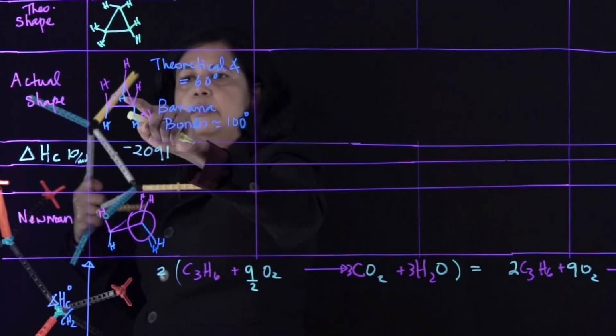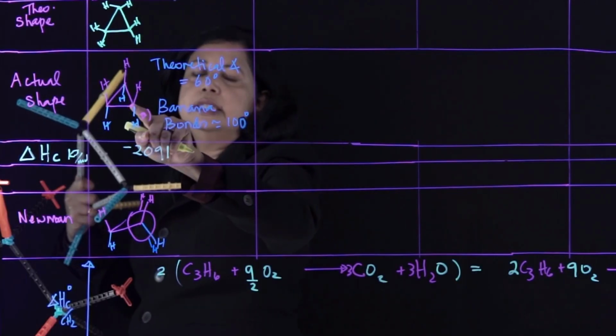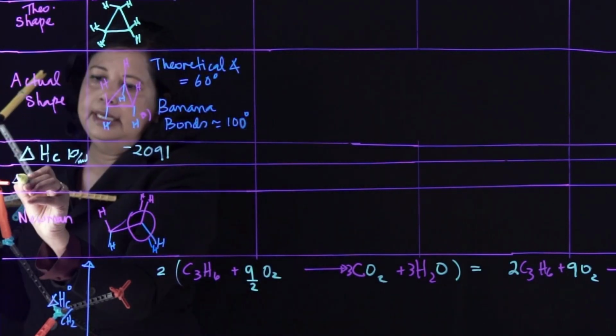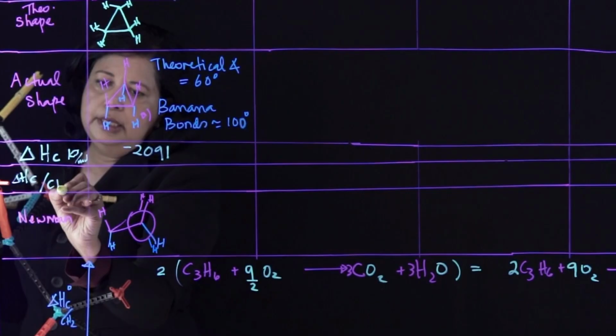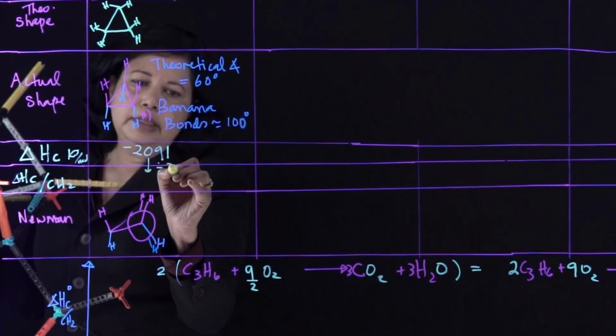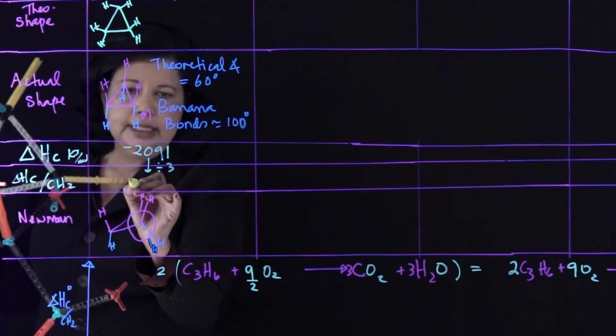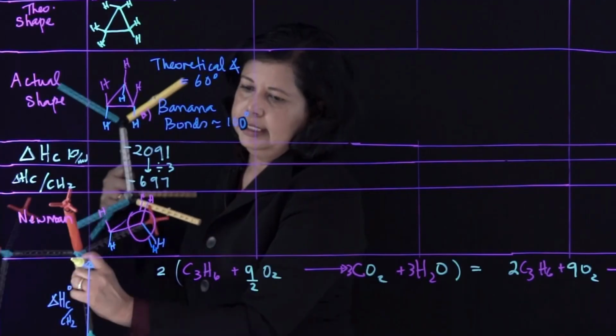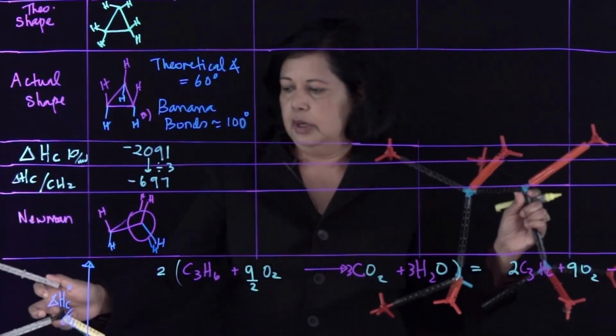If you want to compare all of these, it would be much better to find out the combustion energy released when a single CH2 is burnt. So this is delta H C per CH2. That means here you have 3 of them, so if you divide that by 3, you're going to get minus 697. Then we will compare the others with this and see whether it's more or less.